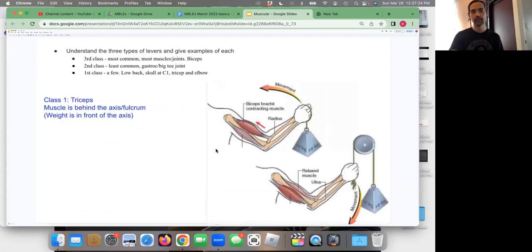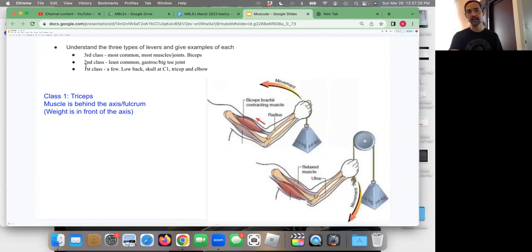All right, and then with a class 1, like the second most common lever is class 1. So an example of a class 1 lever is the tricep muscle.